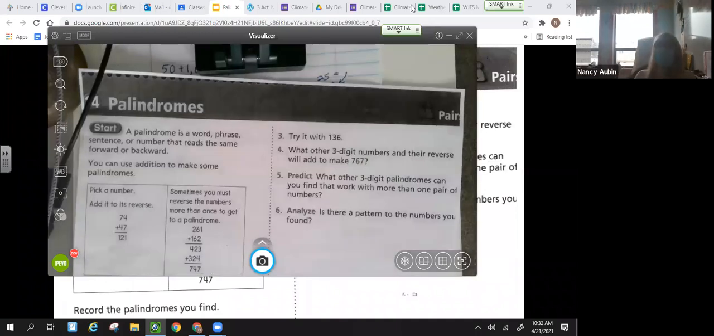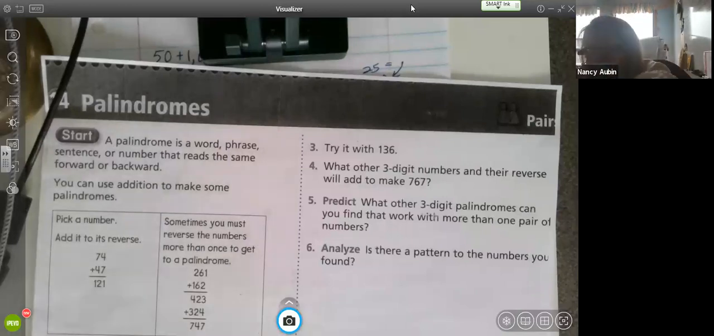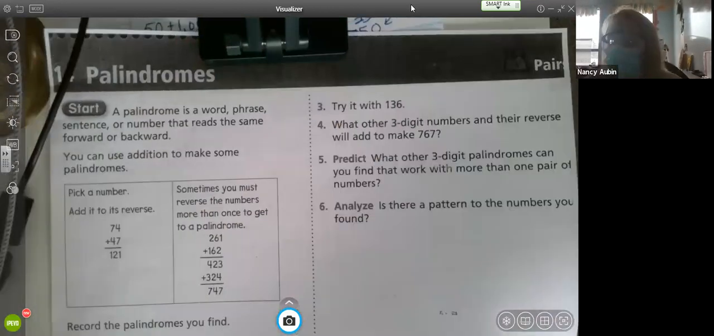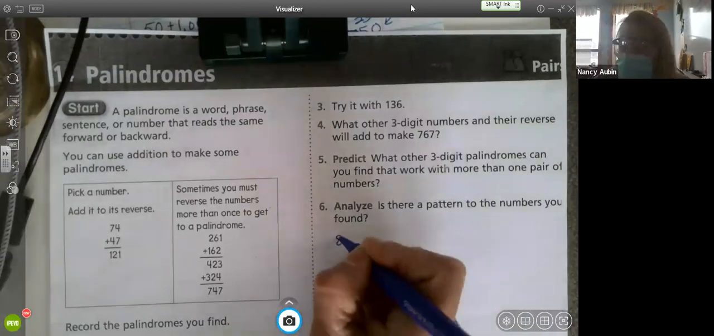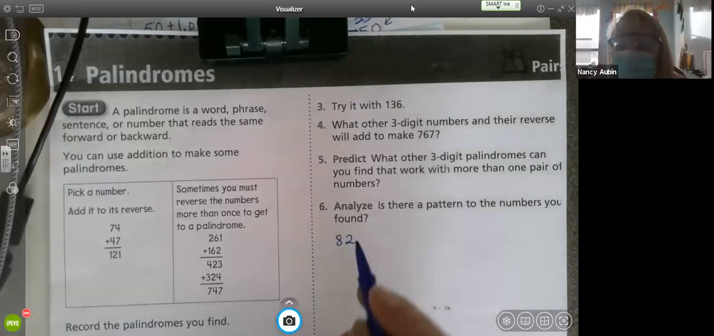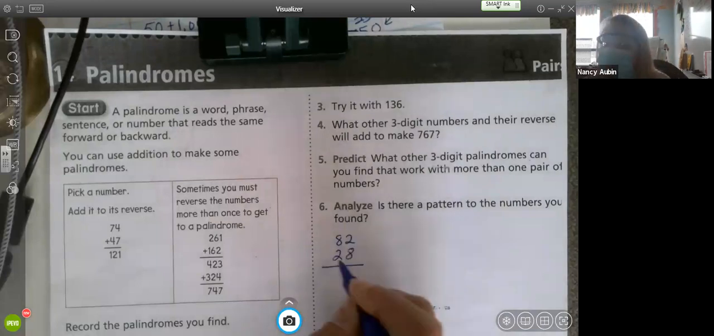Sorry. All right. So I'm going to ask Finn, give me a two-digit number. 82. Okay, he said 82. Everybody write down 82. Now, I have to add it to its reverse. Lennox, what's the reverse of 82? 28. Okay, write it down, Lennox. Show me where you're writing. Now let's add it. Let's see if we get a palindrome.